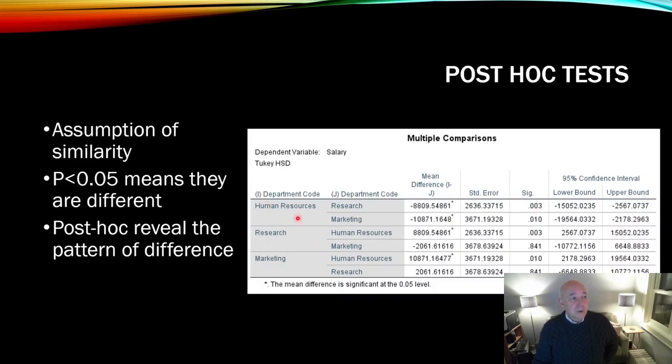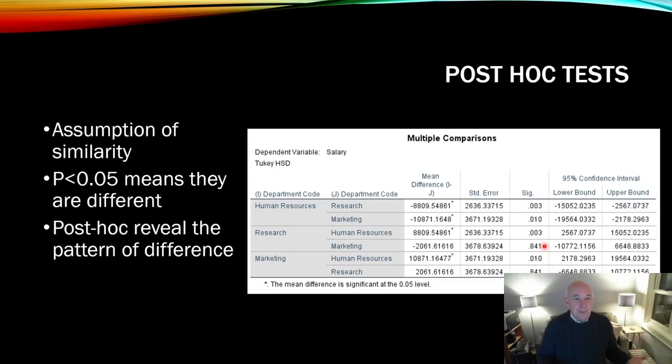The same thing is true for human resources and marketing. P is 0.01. Again, they're different. The third combination is research and marketing, and are they different? Here we have a result that's not the same as the previous two. P is 0.841. What that means is that there really is no difference between research and marketing. It's due to random chance.